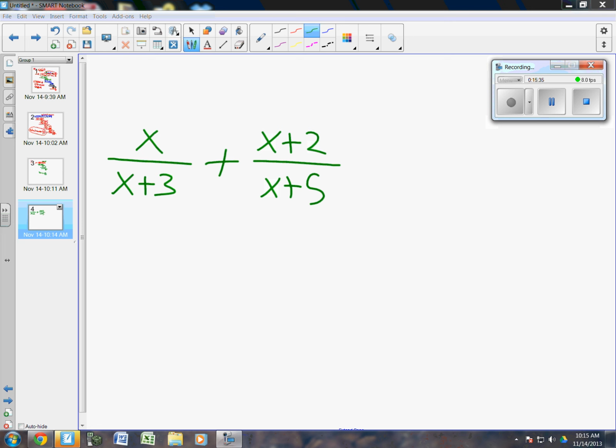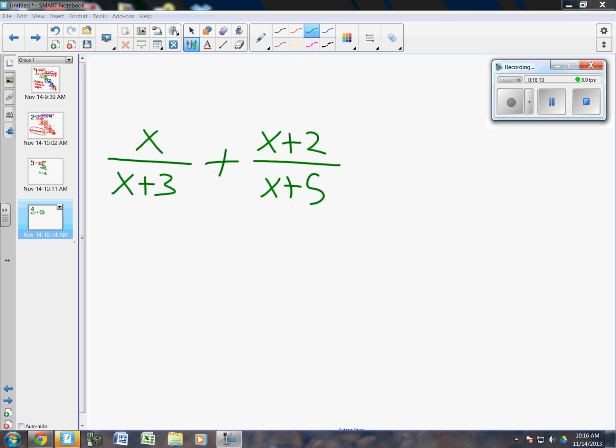Rational, what does ratio mean? Comparing two things, right? It's a comparison of two things by division. Do you remember that? Ratio is a comparison of two things by division. And so when we have something like x over x plus 3, that's a comparison of two polynomials by division. That's what a rational expression is: dividing a polynomial by a polynomial. So the x over x plus 3 is a polynomial divided by a polynomial, which makes a rational expression. And x plus 2 is a polynomial divided by the polynomial x plus 5, so that makes a rational expression. And we're going to add these two together right here.